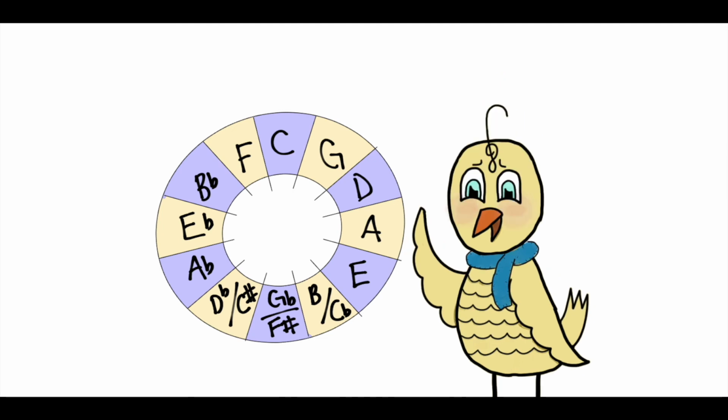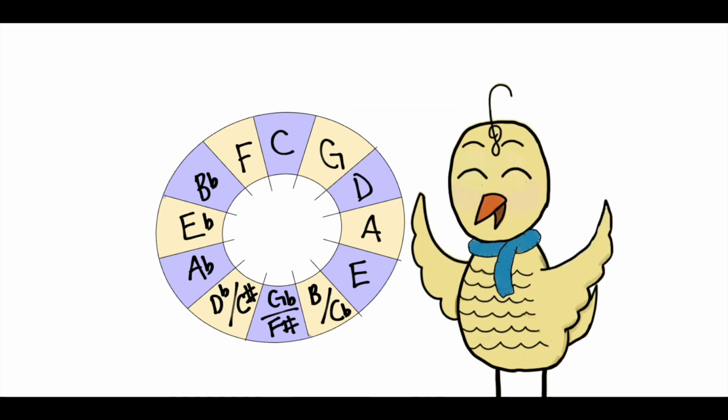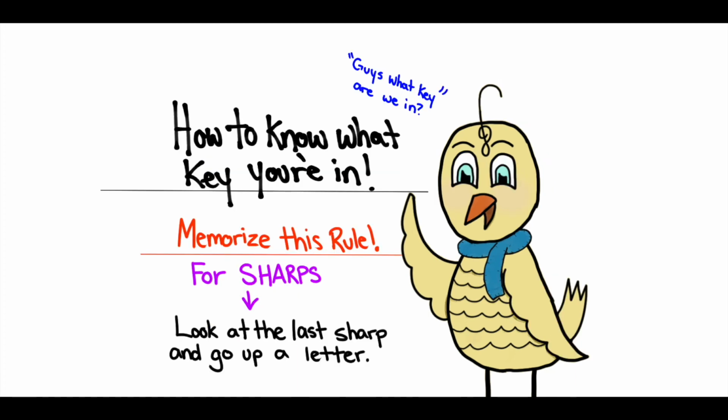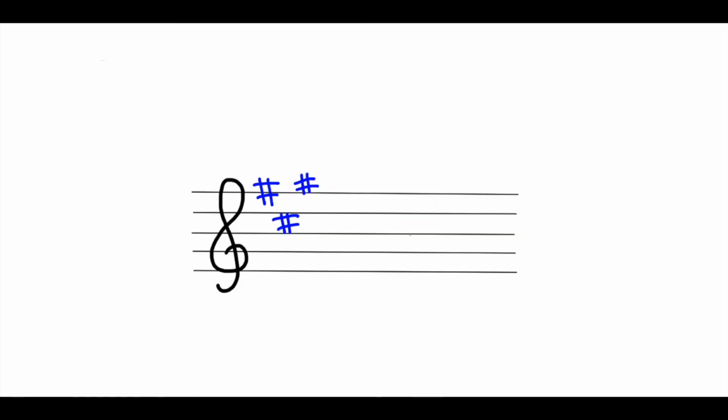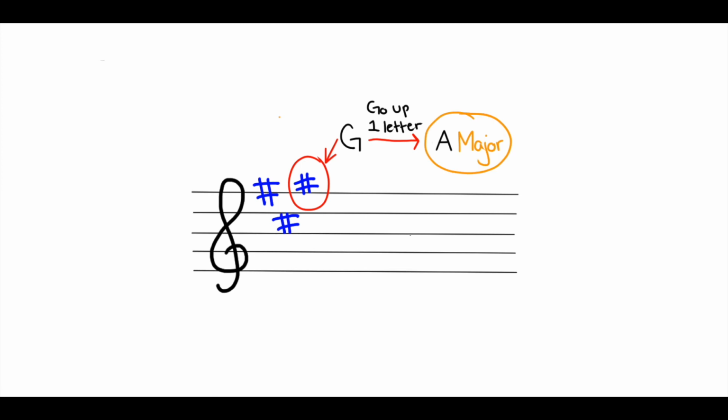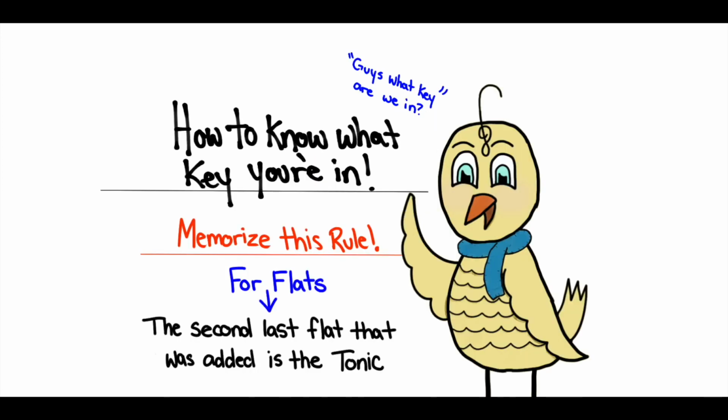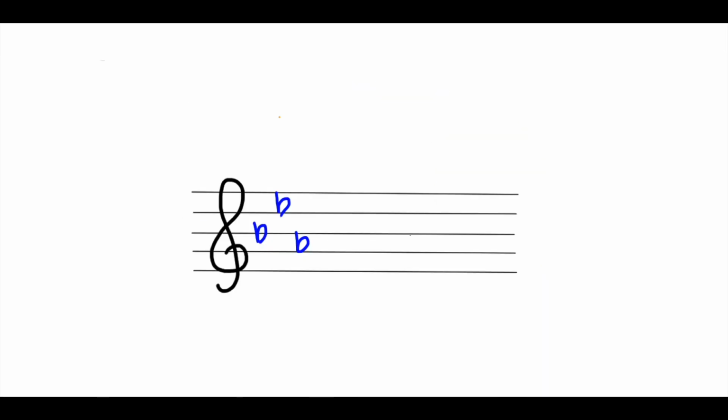If you're like me and didn't memorize the circle of fifths, here's an easier method. To find out what the key is for sharps, look at the last sharp that's in the key signature and go up 1 letter. So for example, the last sharp here is G, and if you go up a letter, it's A, so the key is A major. For flats, you have to look at the second last flat to know the key signature. So for this example, the second last flat is E flat, so we're in E flat major.